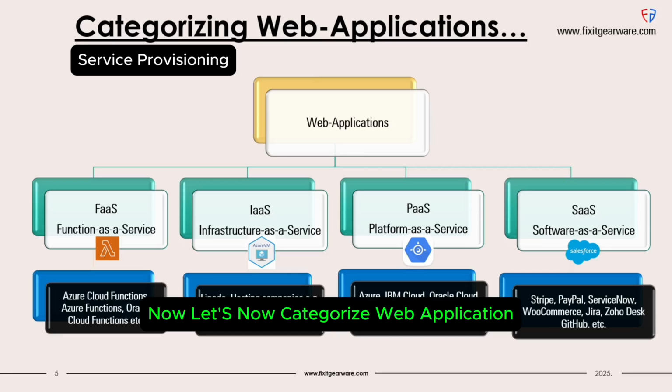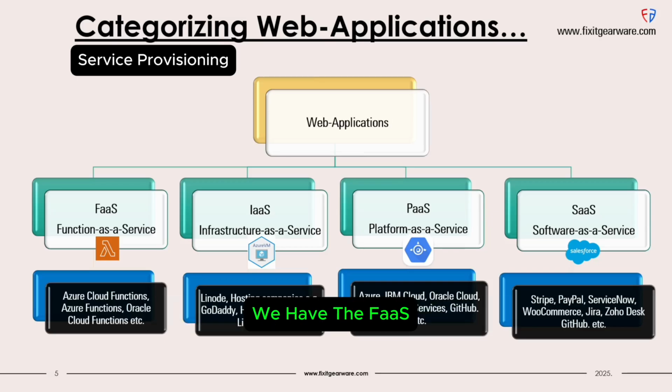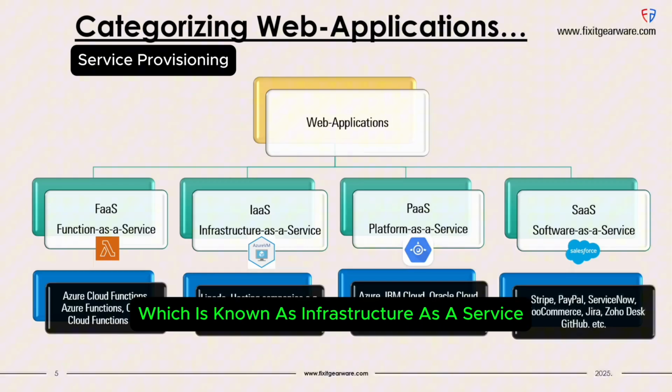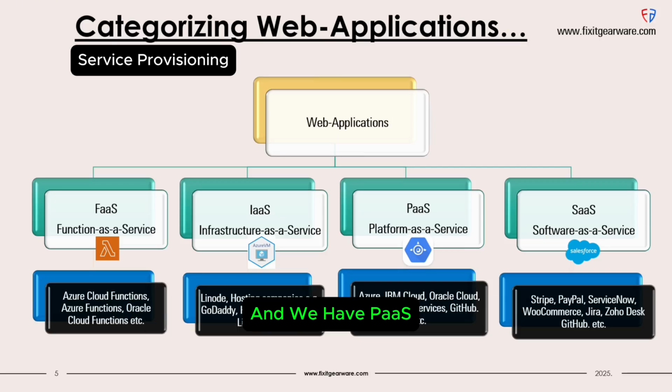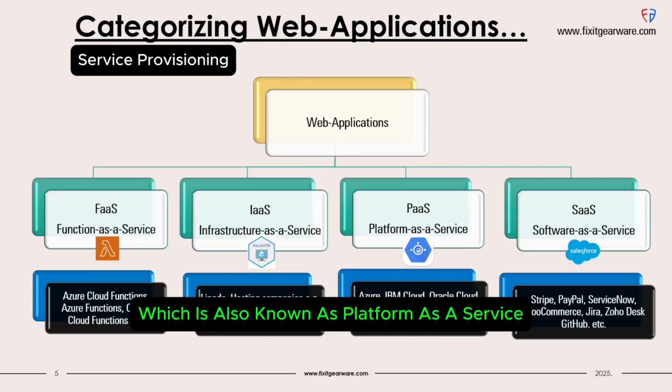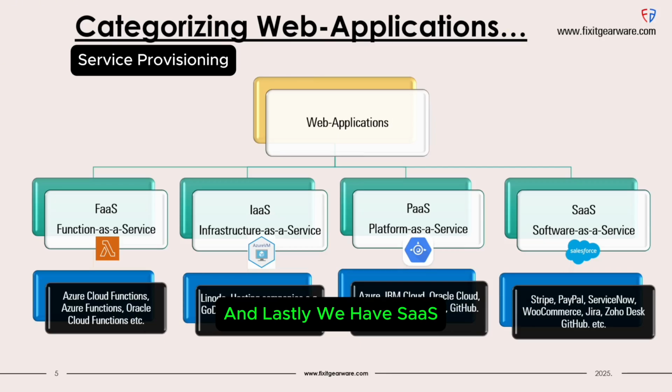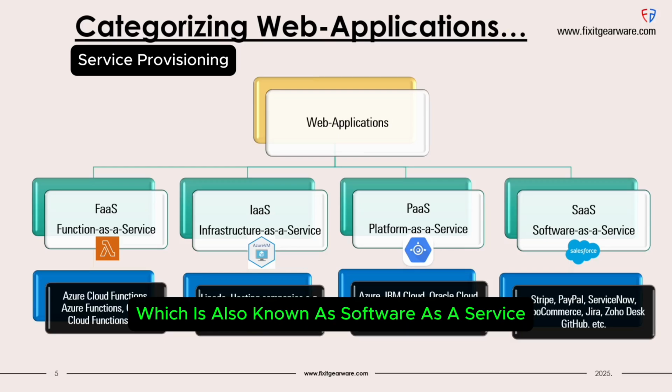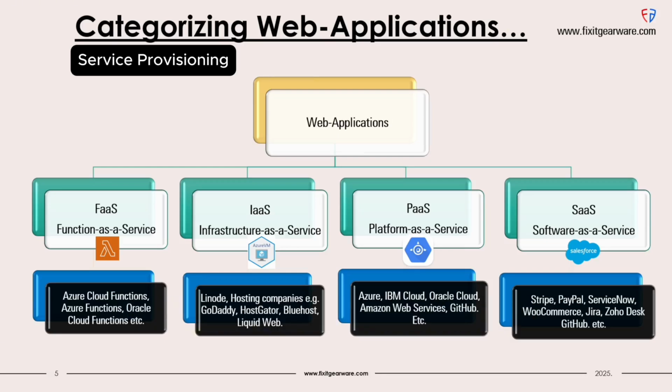Now, let's categorize web applications based on their service. There are 4 major categories of service. We have FaaS, which is known as Function as a Service. We have IaaS, which is known as Infrastructure as a Service. And we have PaaS, which is also known as Platform as a Service. And lastly, we have SaaS, which is also known as Software as a Service.